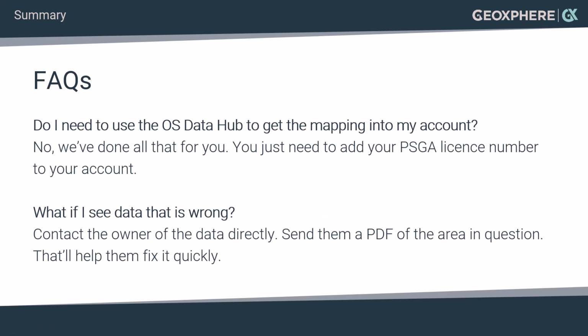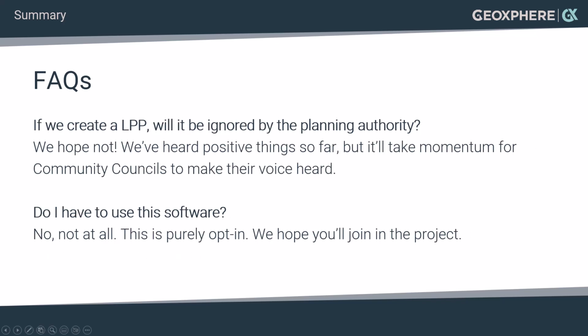We get this next question when people sign up to the PSGA. It says, do I need to use the OS Data Hub to get the mapping into my account? No, we do all of that for you. We hold all of the data that's in the OS Data Hub already in the software. You just need your PSGA license number to activate it in your account. So no, all we need is your PSGA license number. What do you do if you see that the data is wrong? Contact the owner of the data directly, and if you're not sure who that is, then drop us a message and we will point you in the right direction.